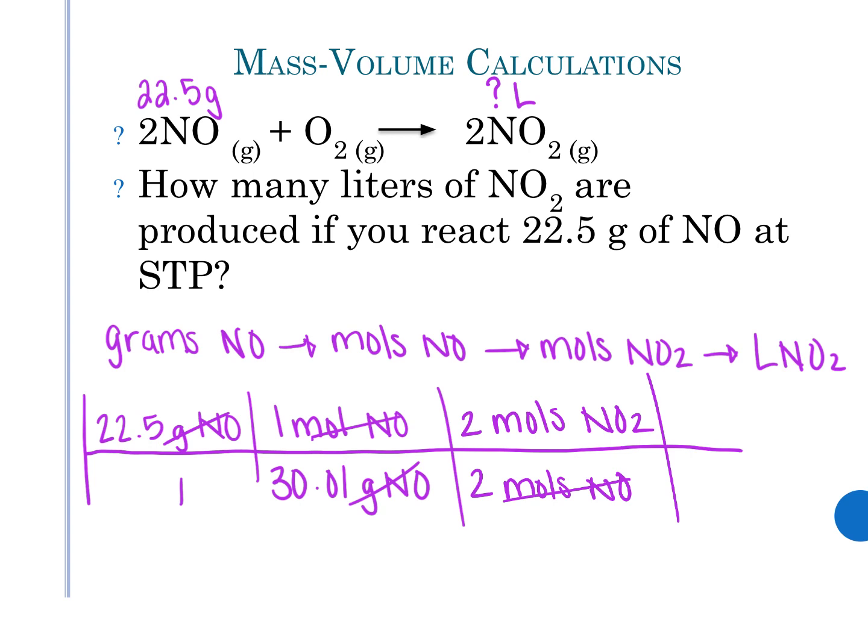So moles of NO cancel. Now we're in moles of NO2. And that last step is to go from moles to liters. So this is that new part. For every 1 mole of NO2 gas, how many liters will it take up? Good. Okay, so for every 1 mole of NO2, it'll take up 22.4 liters.